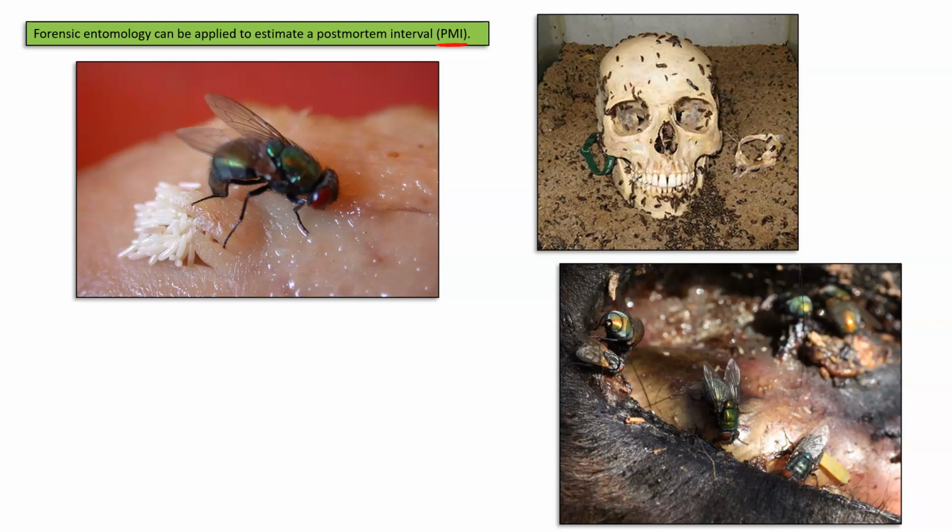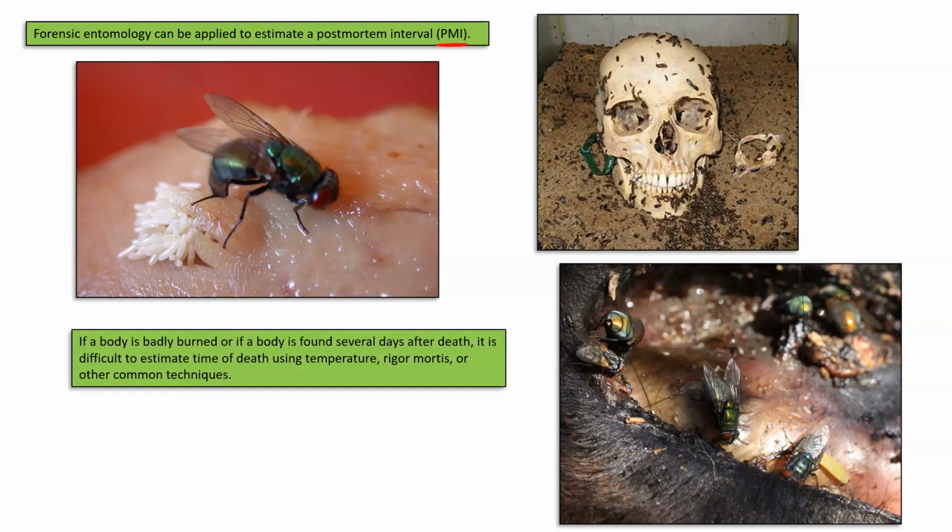And so this PMI often has to be calculated from either insect activity or things like rigor mortis, livor mortis, and the stages of decomp, which we will talk about later in this class. Forensic entomology can be applied to estimate the PMI if a body is badly burned or is found several days after death, meaning it's found after all of the rigor mortis stages. It's difficult to estimate the time of death using body temperature, rigor mortis, or other common techniques that are applied to a quickly found body.